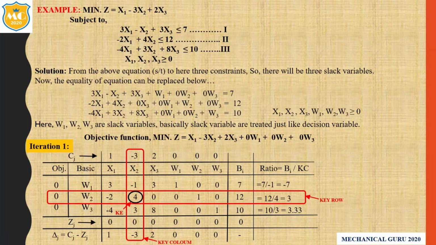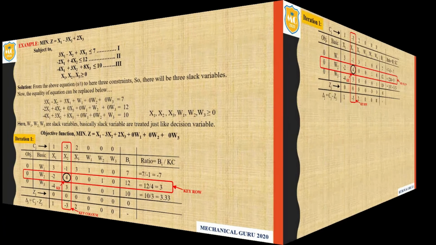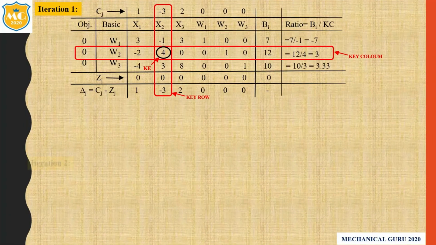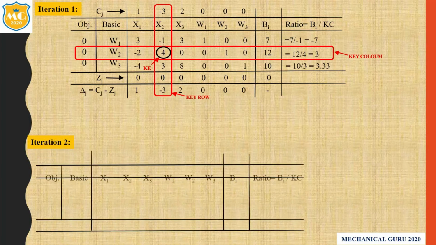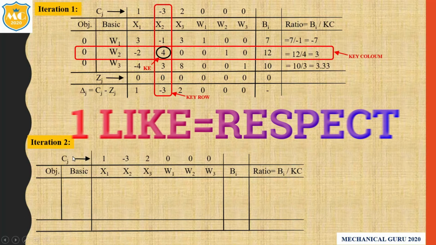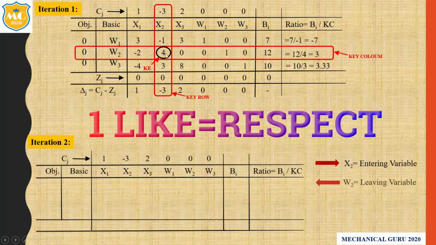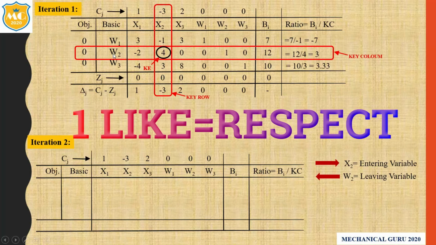Clear? So here the first iteration is completed. Now we will go to the next iteration. Now iteration 2. As per your standard format, first we have to write down this value and second Cj. Now here x2 is an entering variable and w2 is a leaving variable.